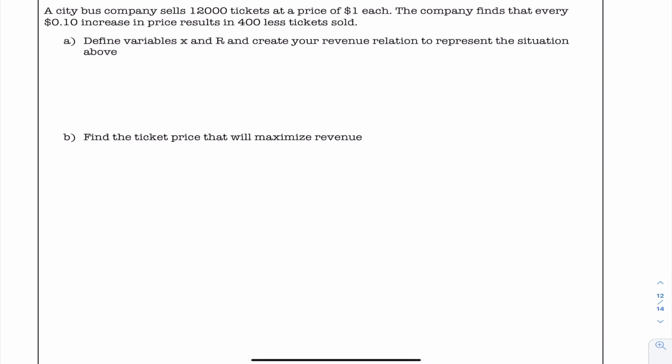All right, let's continue on. Next problem. So for this question here, we have a city bus that sells 12,000 tickets at $1 each. Every time they increase the price by 10 cents, they lose 400 tickets. So they want us to define variables to represent the problem and then find the maximum revenue.